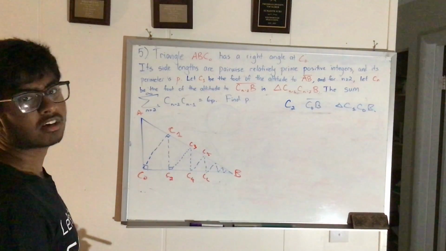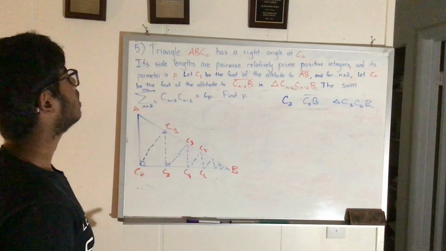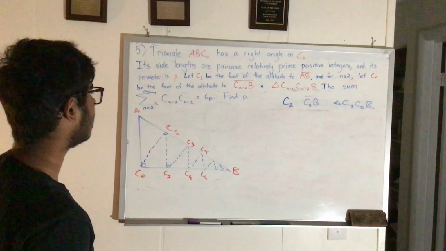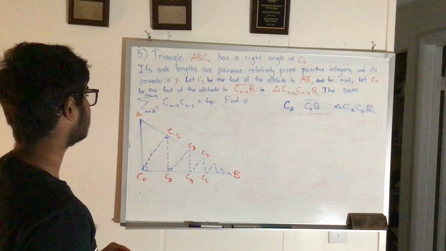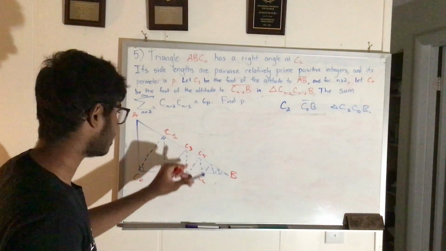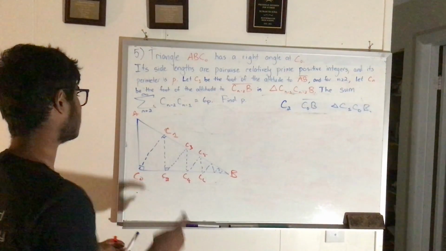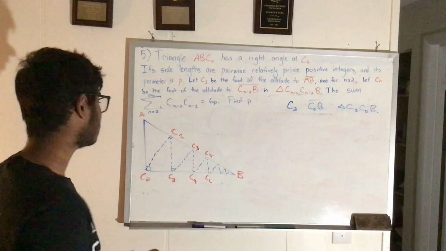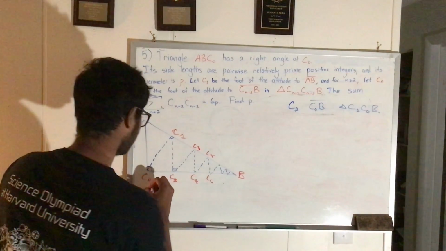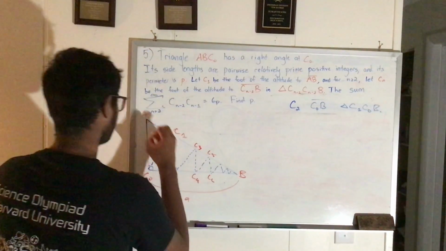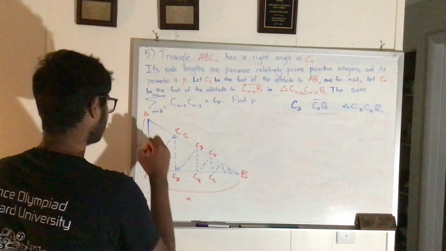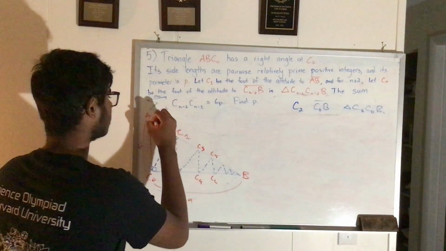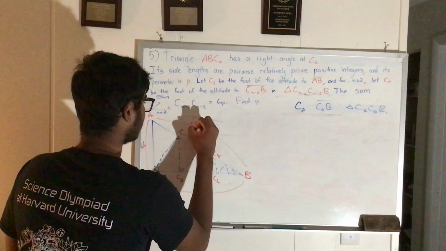So this is just the general idea of what's going on in the problem, and what they're specifically asking for is the perimeter. And they tell you that the sum of all of these dotted segments equals 6 times the perimeter of the actual triangle. And it's a good idea to name things, so I'm going to go ahead and name BC0 as a and AC0 as b. So by the Pythagorean theorem, the length of AB is the square root of a squared plus b squared.